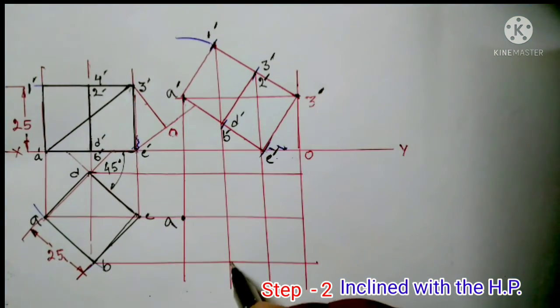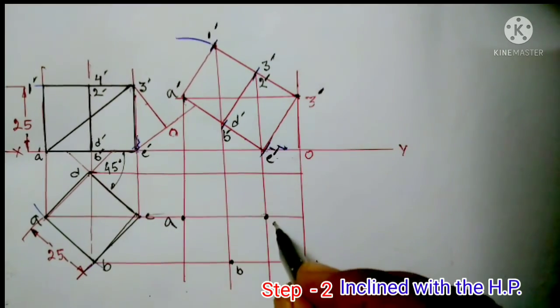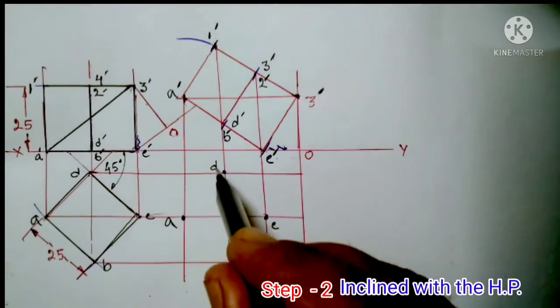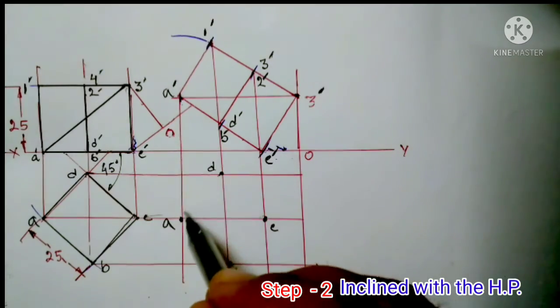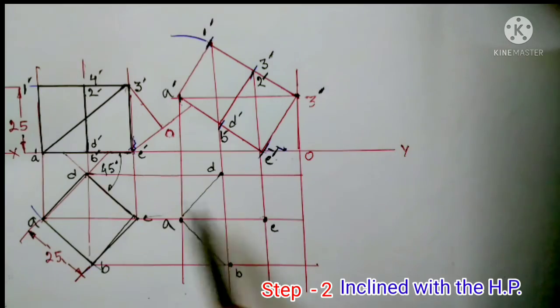Point B, point C and point D. Now I will join from point to point by line.